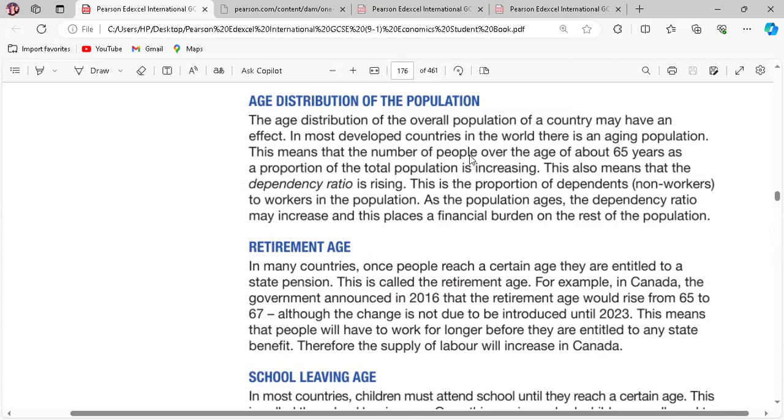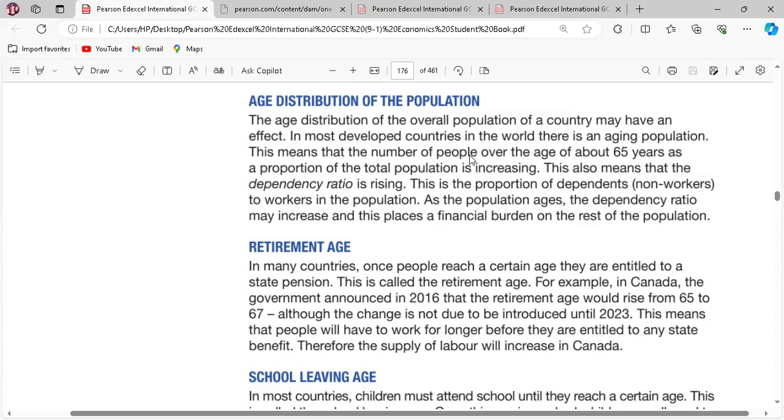As the population ages, the dependency ratio may increase, and this places a financial burden on the rest of the population. So another factor that determines the supply of labor is how aging the population is. An aging population means the population is becoming less active. And as a result of that, the supply of labor would fall, shifting the supply curve leftward from SL2 to SL1. And the quantity of labor supplied to the market will also fall from QL2 to QL1. That is, if the aging population is increasing, the supply of labor would fall.